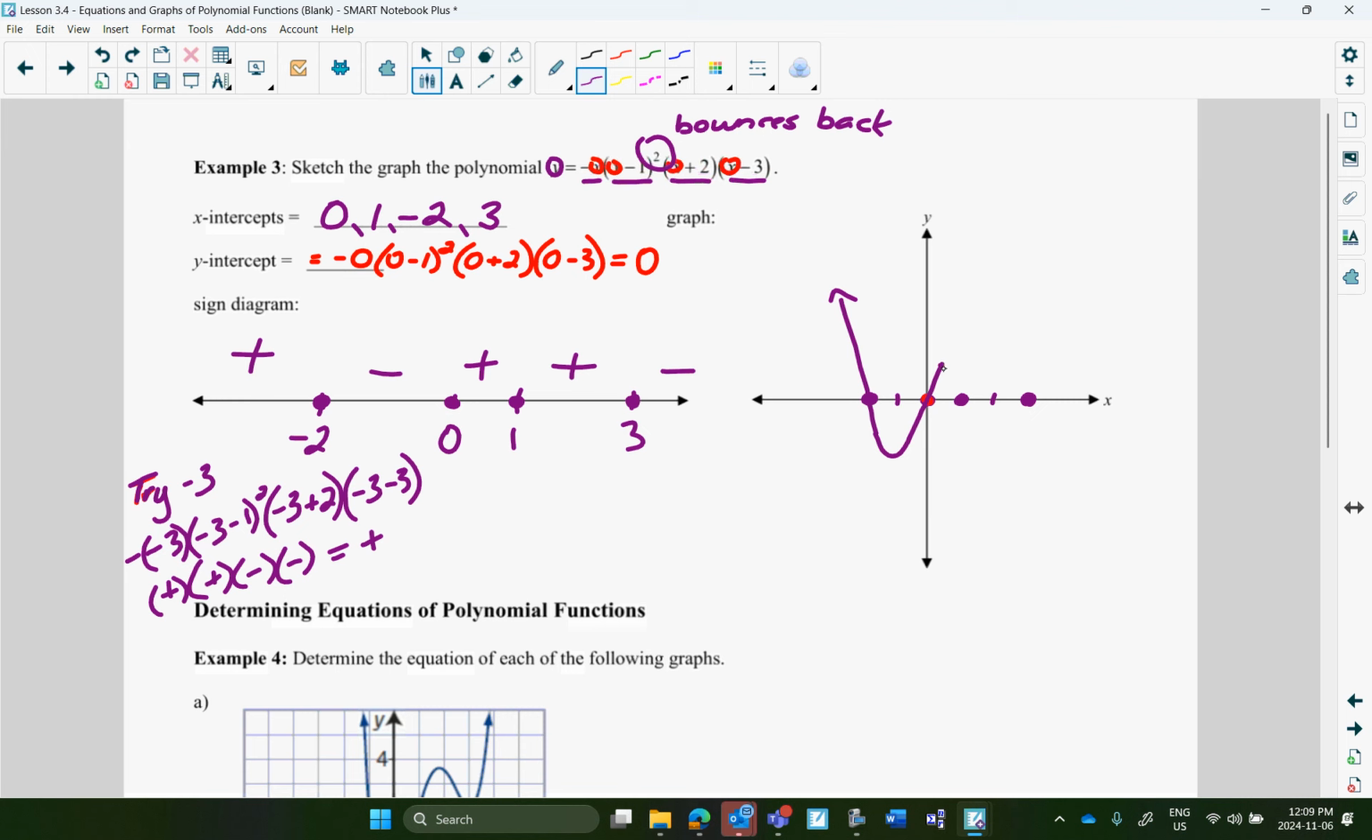Then it eventually curls back down, starts heading towards this one. Does it go through or bounce back? Bounces back. So it eventually curls back down, starts heading towards the last one. Doesn't bounce back, goes through. That's the sketch.